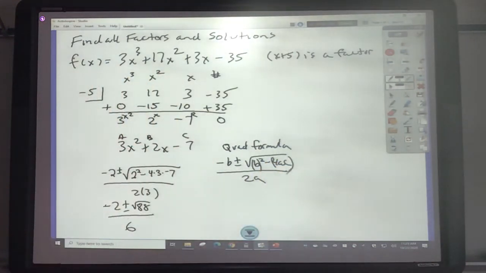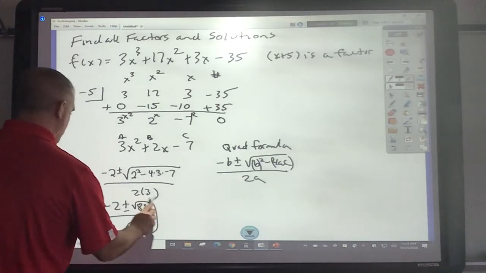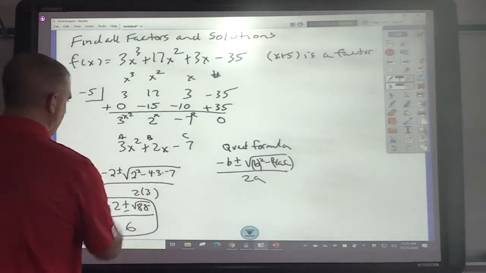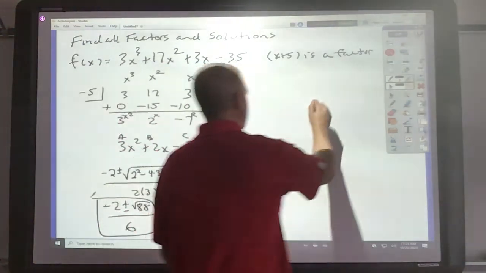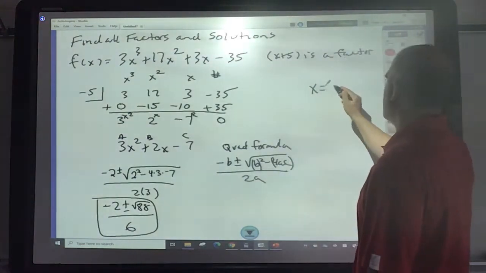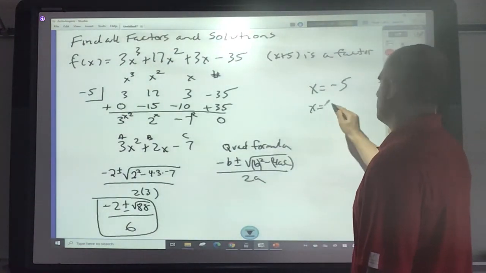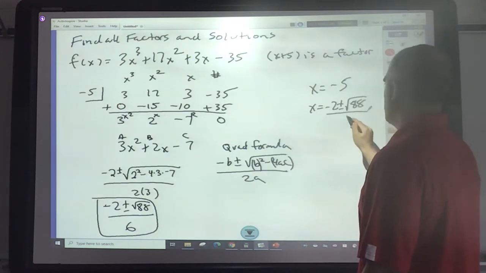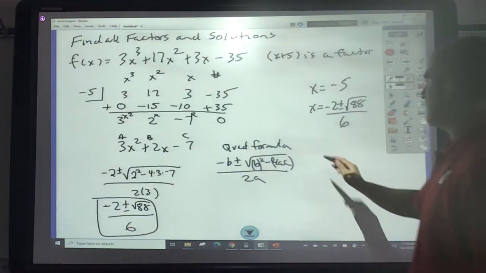Now, for our unit lesson, if you can just get it to this, I'm okay with that, okay? We'll work on the quadratic formula a little bit more, but for this unit, that's good. So my solutions here are x equals negative 5, x equals negative 2 plus or minus the square root of 88 all over 6, okay?